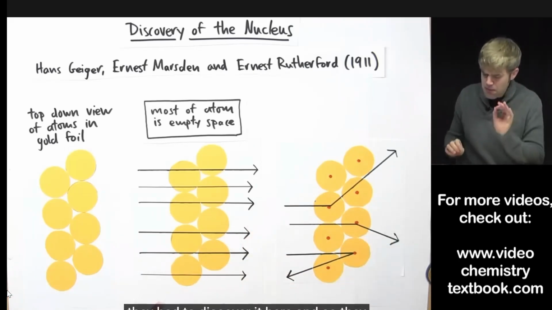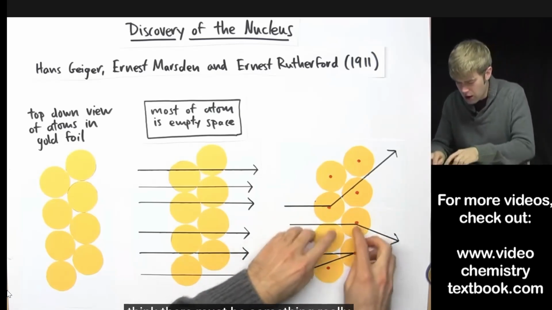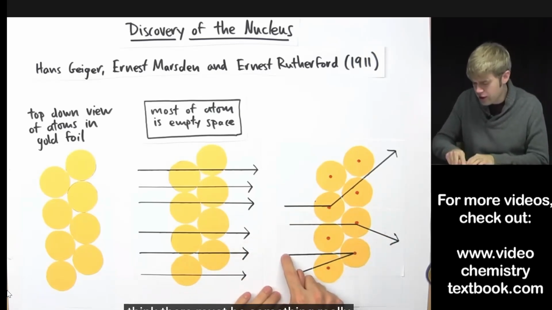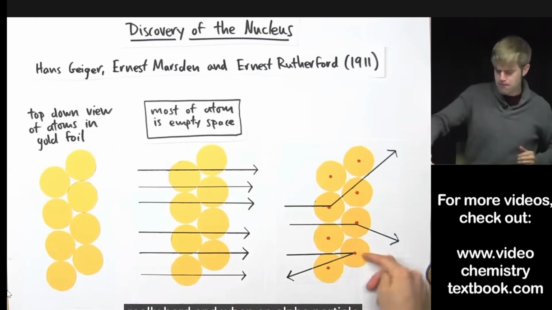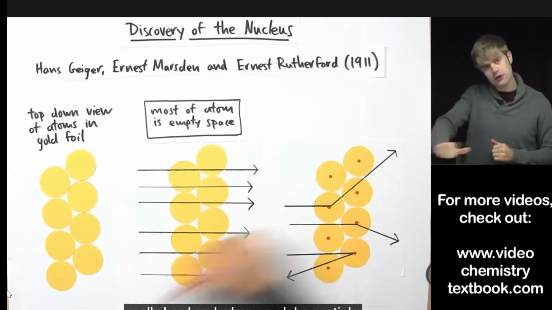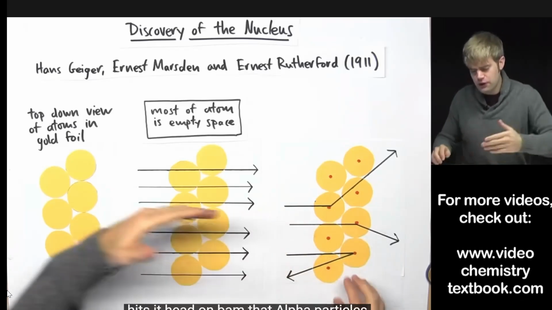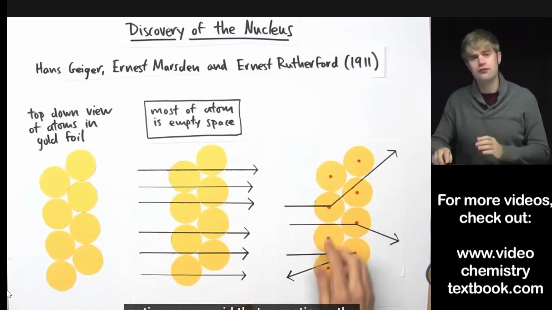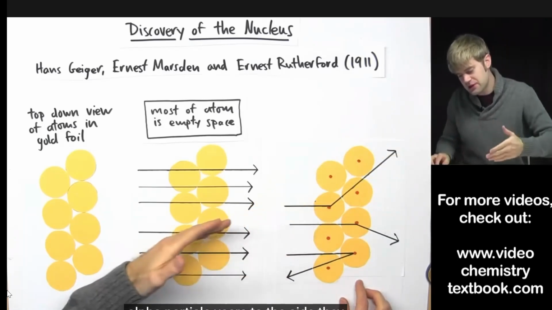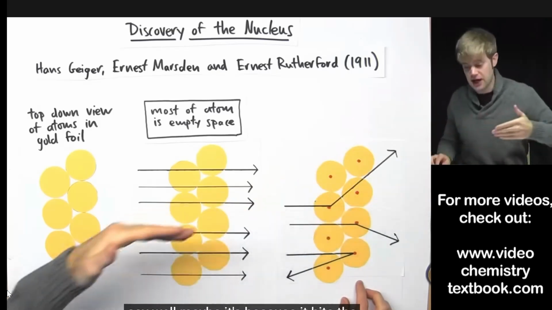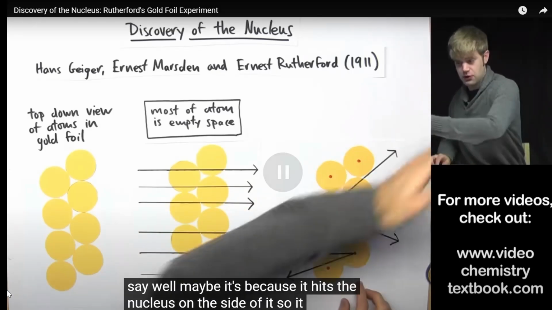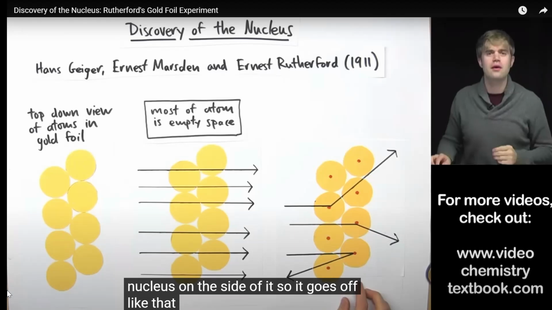And so they think there must be something really, really hard. And when an alpha particle hits it head on, bam, that alpha particle's going to ricochet back. And they also notice, as we said, that sometimes the alpha particle veers to the side. They say, well, maybe it's because it hits the nucleus on the side of it, so it goes off like that. Question. What charge are alpha particles?